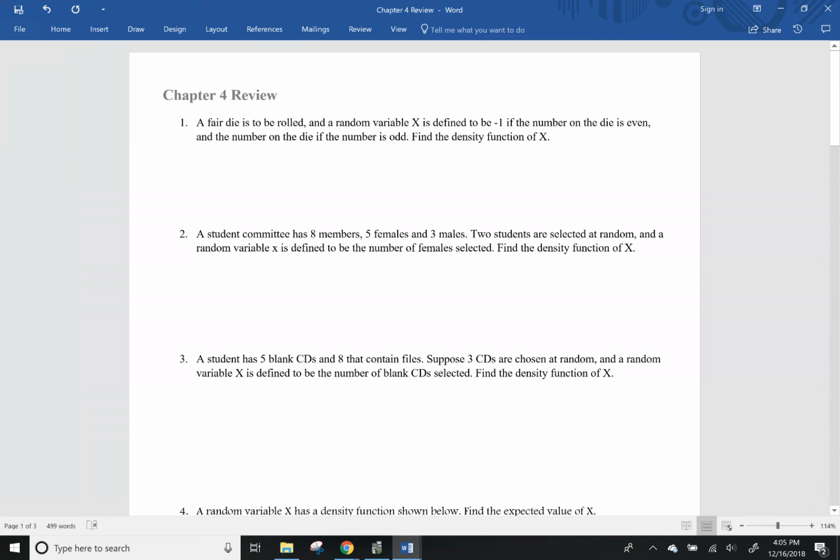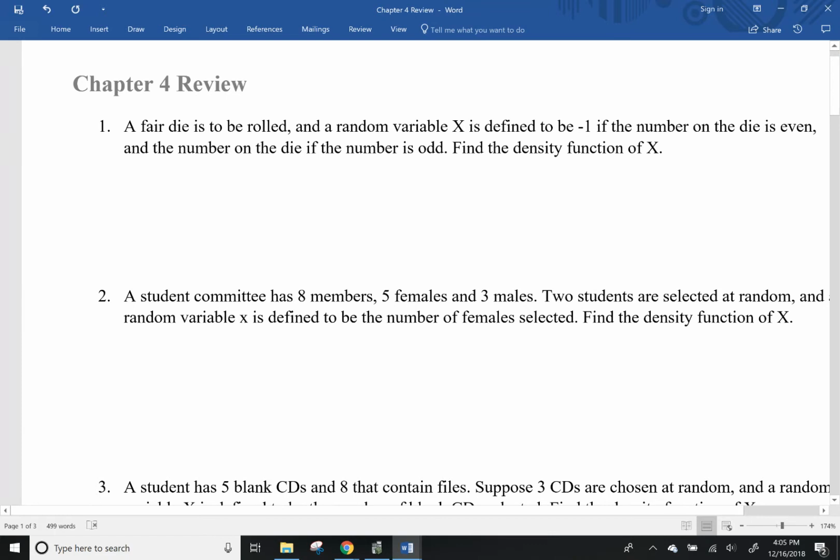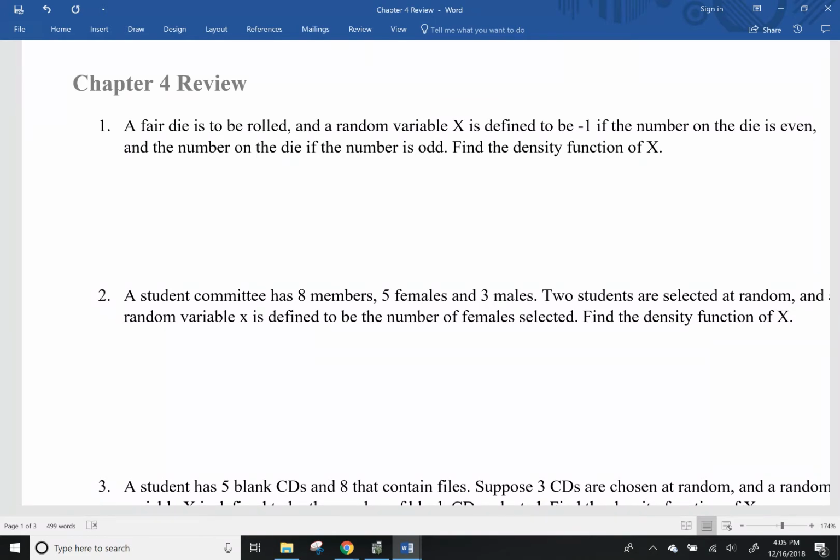All right. So chapter 4 review. Number 1. A fair die is to be rolled and a random variable x is to be defined. It is defined to be -1 if the number on the die is even, and the number on the die if the number is odd. Find the density function of x.